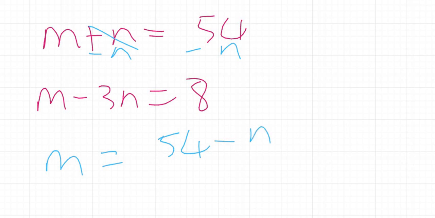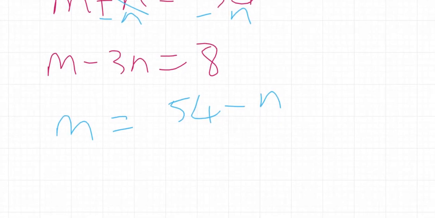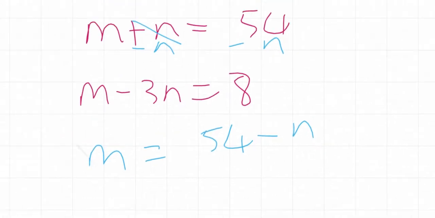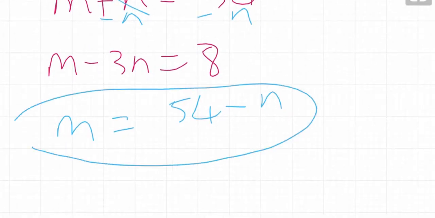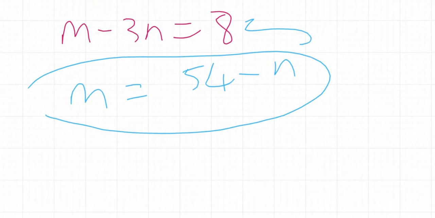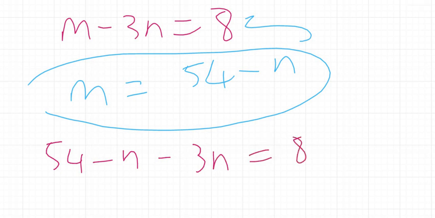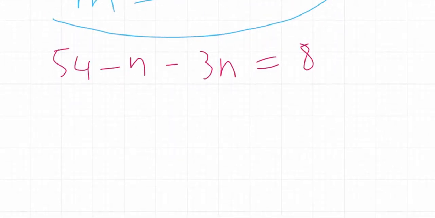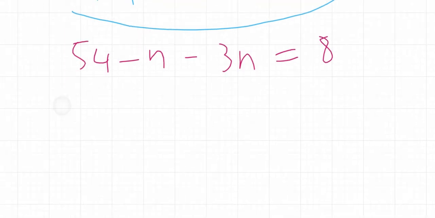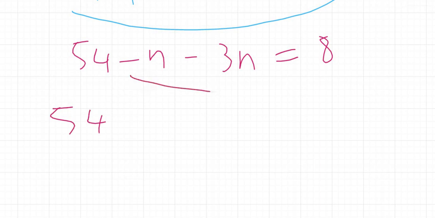And so we just simply plug in the value of m into any one of these equations to find the value of the other one. So I'm going to take equation 3 and plug it into this equation. Anywhere we see m, we're going to put that in. So we have 54 minus n minus 3n is equal to 8. Now we group the like terms, and this will give us negative 4n is equal to 8.